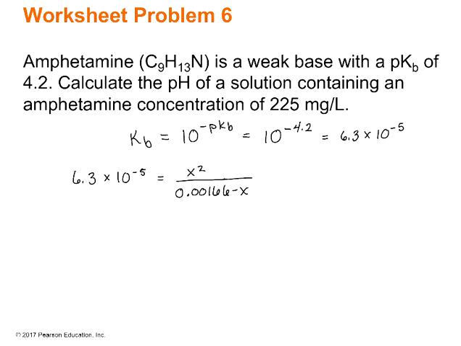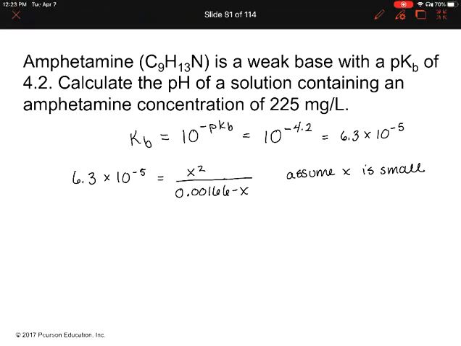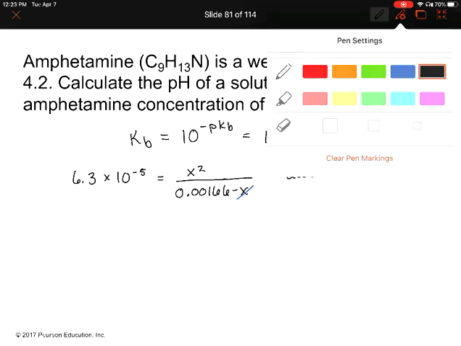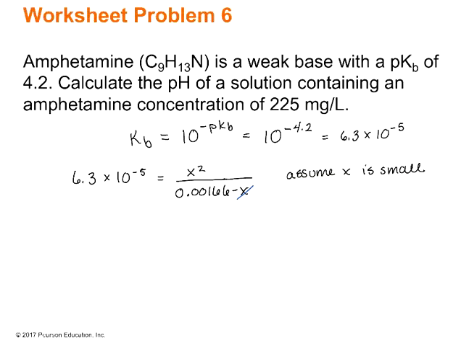So that would be equal to x squared over 0.00166 minus x. Now let's assume that x is small, so we're going to ignore that change in x in the denominator. And then we're going to solve for x, just like we would in our previous examples with acids. But this time, x is going to equal the concentration of hydroxide ions.